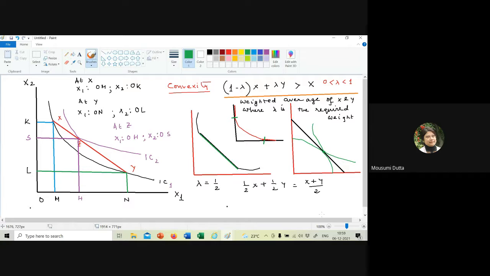The meaning of strict convexity is that if I consider any two points along the indifference curve and consider a convex combination of two commodities, the convex combination will give the consumer a higher level of satisfaction. If anyone has any question.